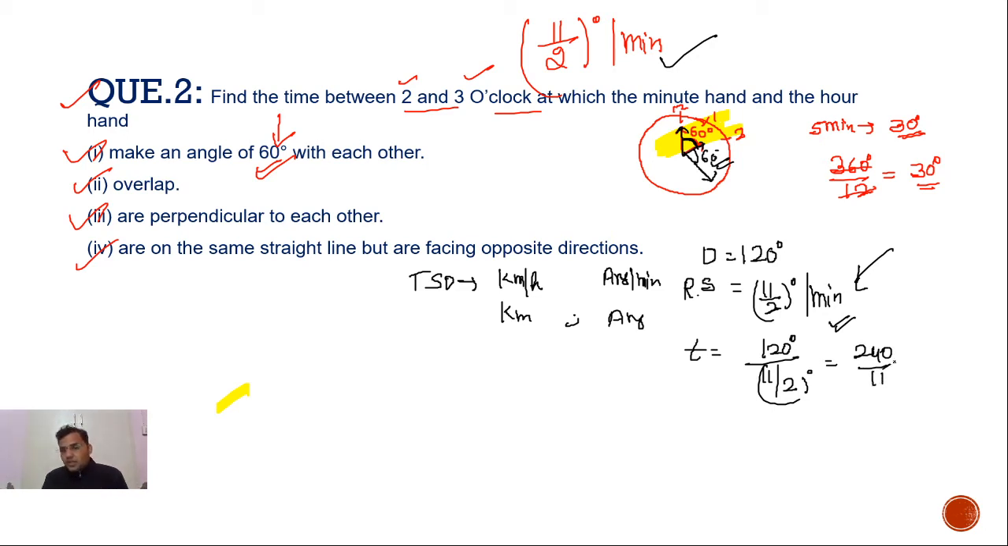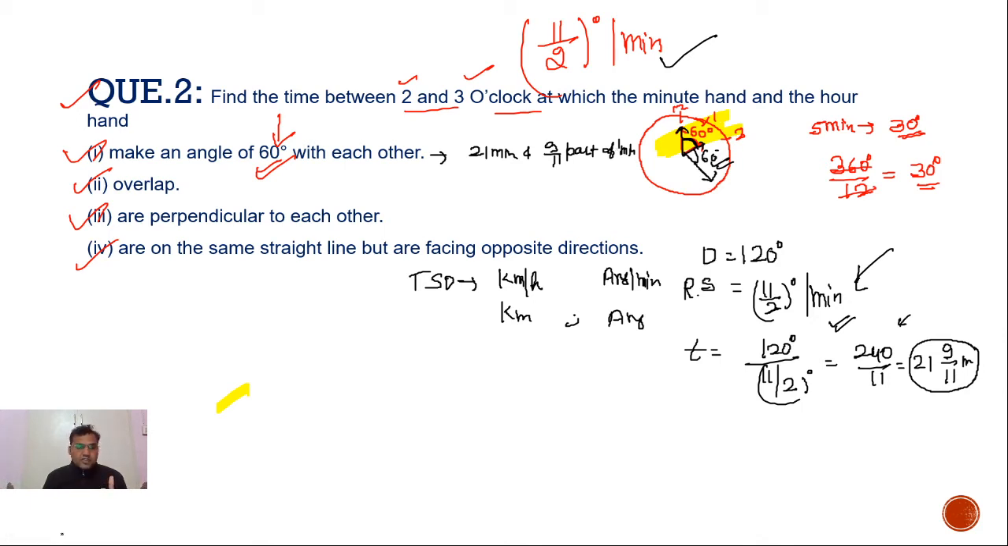So between 2 and 3 o'clock, at this point of time, the angle will be 60 degree. You can solve it further. This will be 11 by 2, 22, and then 21 9 by 11 minutes. So after 2 o'clock, 21 and 9 by 11 minutes, the angle between the two hands of the clock will be 60 degree. So this is the answer of the question: 21 minutes and 9 by 11 part of a minute. This is how you need to write it down, of a minute, right? So this is the answer of the first question.